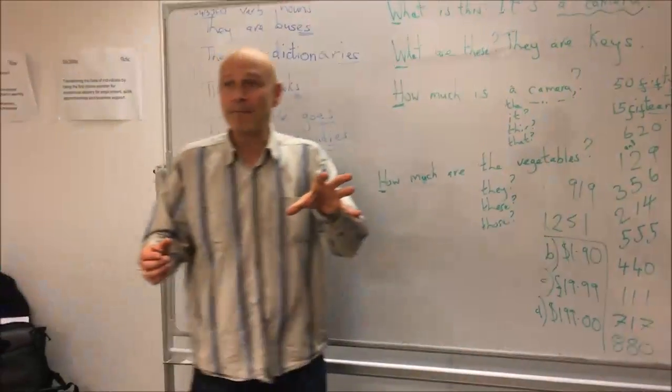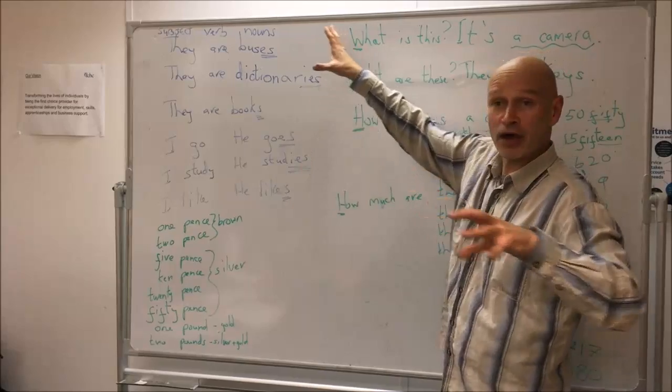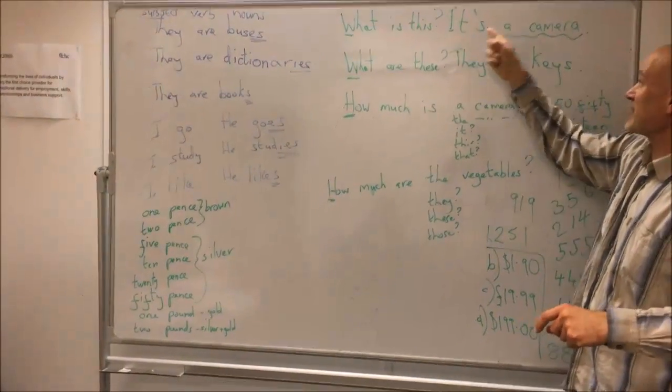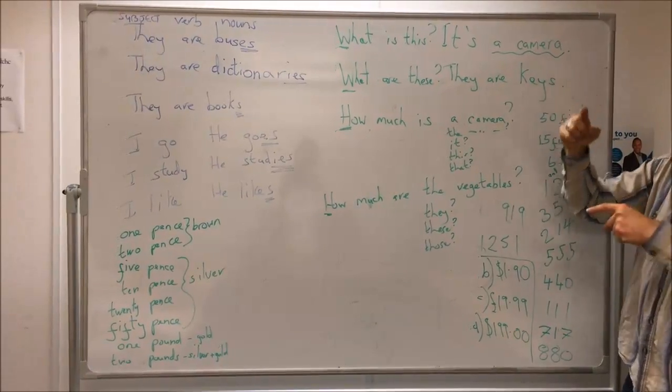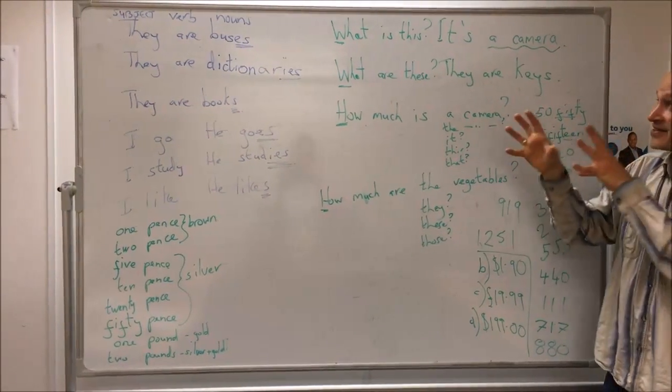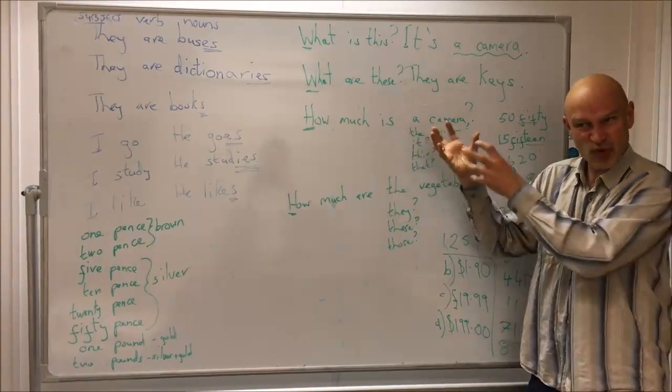Before we spoke about money though, we were looking at the questions from last week. What is this? It's a camera. What are these? They are keys. And then we looked at how much, and it's the same sort of question. We still use the same sort of words.